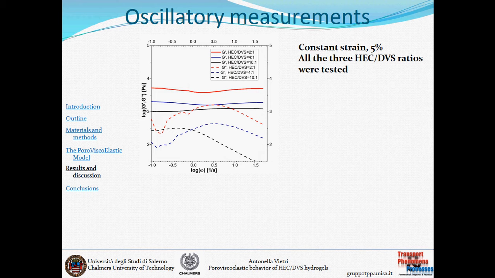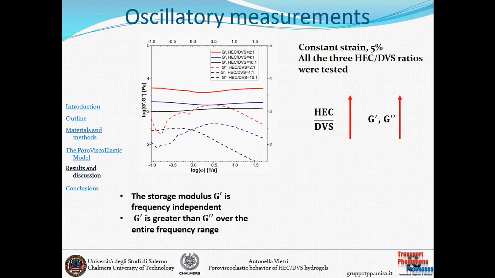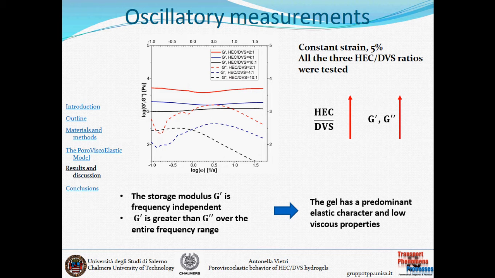Oscillatory measurements show that the higher is the Hess-DDS ratio, the higher is the value of the storage and loss modulus. In addition, G' is frequency independent and always greater than G''. This indicates a predominant elastic character and low viscous properties of the Hess gel.